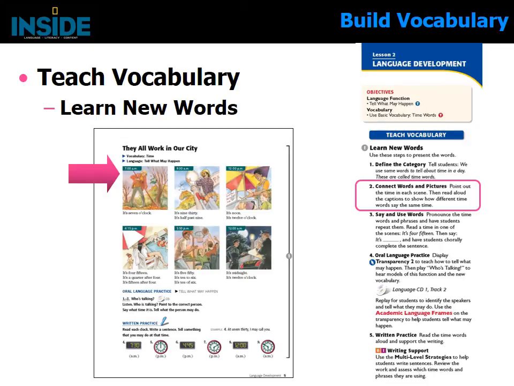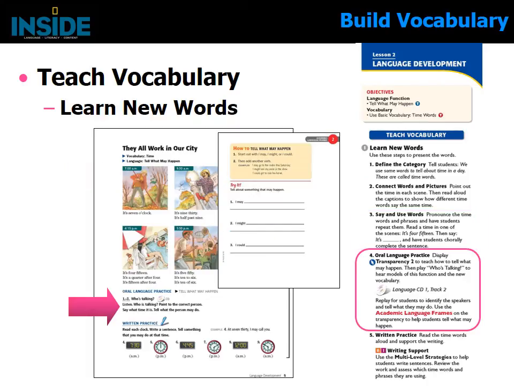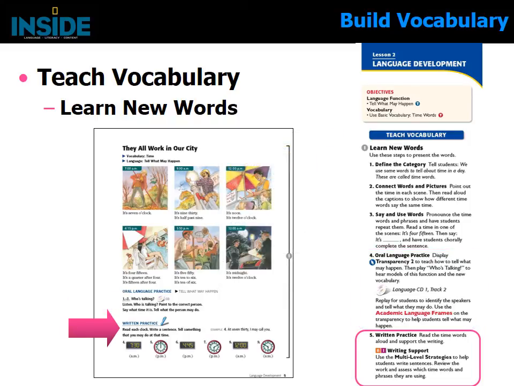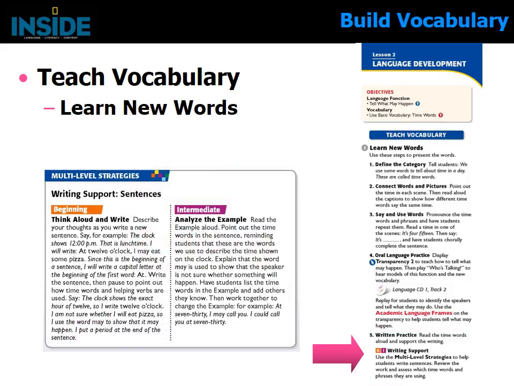Then students connect the words and pictures as you read the captions aloud, and say and use the words chorally. Next, it's time for oral language practice using the language CD and the academic language frame. And finally, students practice writing the words. As you can see, multi-level strategies are provided to help students write their sentences. You may have noticed that the multi-level strategies only apply to students at the beginning and intermediate level. If students fall into the advanced category, they should be working in Inside levels A, B, or C, as Fundamentals 1 and 2 are probably not at their challenge level.